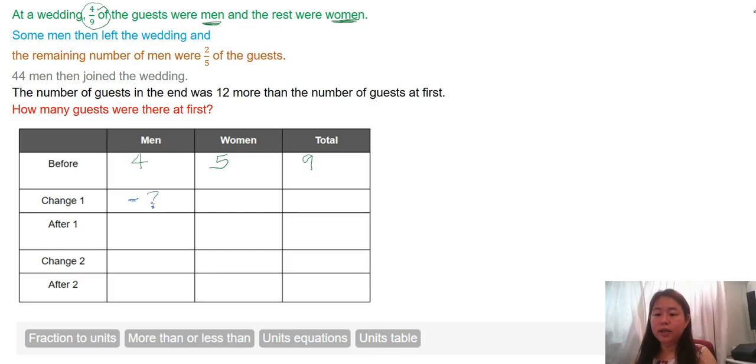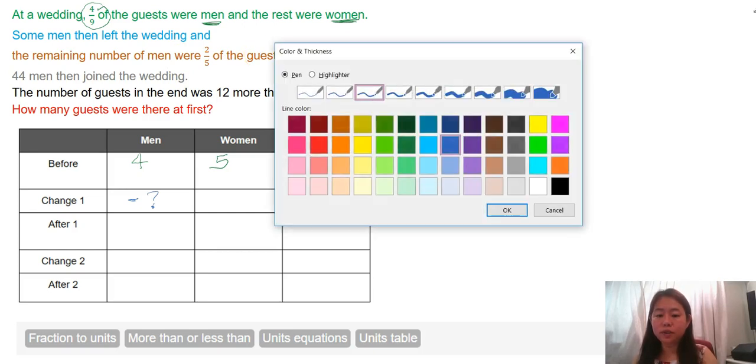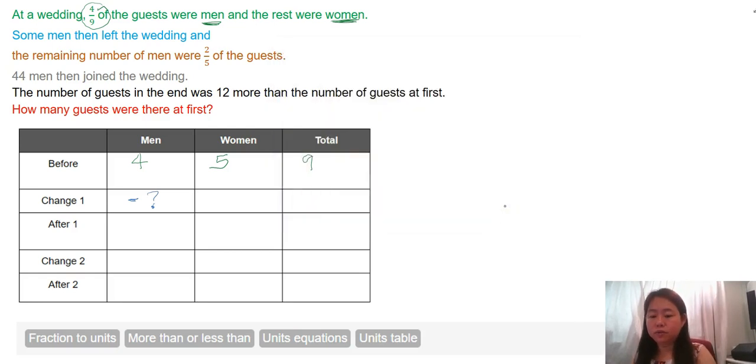So the next thing is the remaining number of men were 2/5 of the guests. Let's try this color. 2/5 means 2 is here, total guests 5, and therefore 3 groups of women are here because 5 minus 2 is 3. Okay, then 44 men joined the wedding. So we have a plus 44 here.